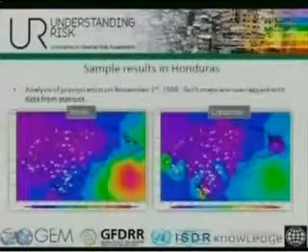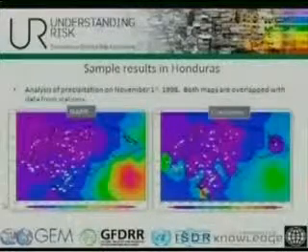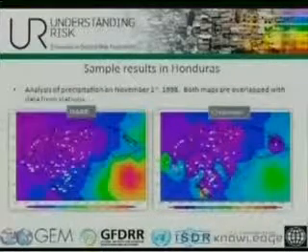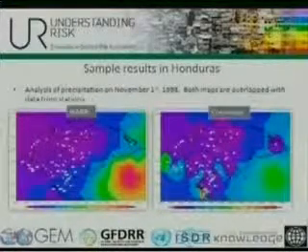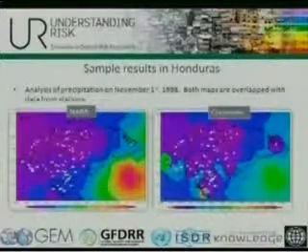This is another example for Honduras. And once again, after Cressman is applied, now the grid analysis has been able to capture very strong events. I think around here I had an event of 129 millimeters, and it's been captured by the gridded analysis.